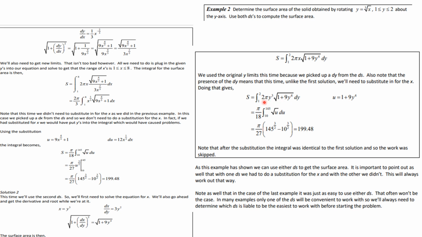Now again, there's really a nice substitution. We let u equal 1 plus 9y to the 4th, and change the limits, and again I get this. Make sure you follow these calculations. Pi over 18, the definite integral from 10 to 145 of the square root of u du. I plug it in and I get the same answer. And of course you will get the same answer either way. Sometimes it's easier to use one ds than the other, so that depends on what you're being asked to do in the problem and what the function is.